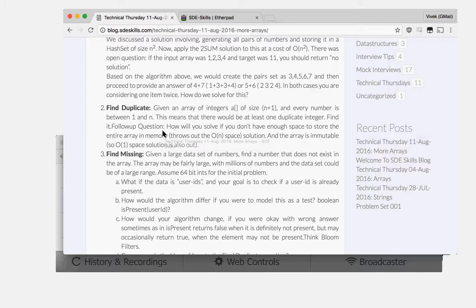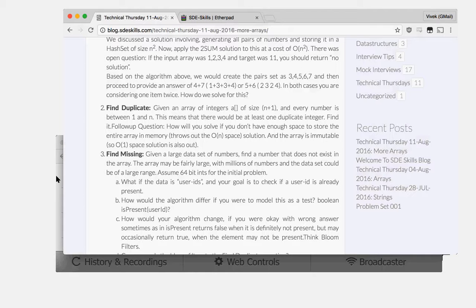I think we discussed lots of good solutions, but the question that was not answered per se was one of the interesting spins that was thrown in: what if the array is immutable and you cannot fit the entire array in memory? So you can't store O(n) in memory, and you cannot sort it essentially. Those are the two solutions.